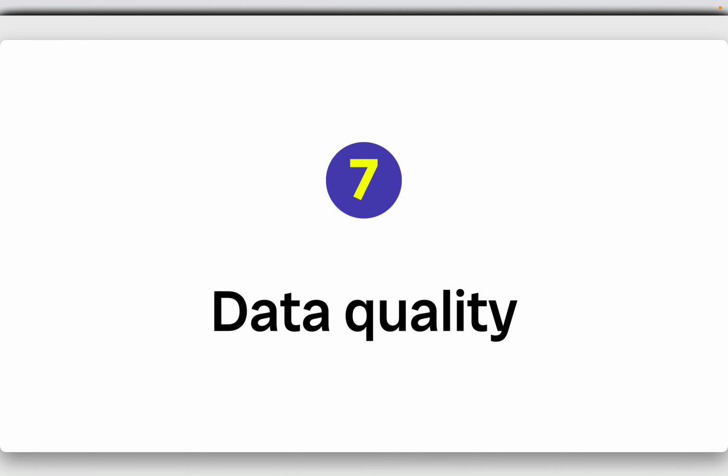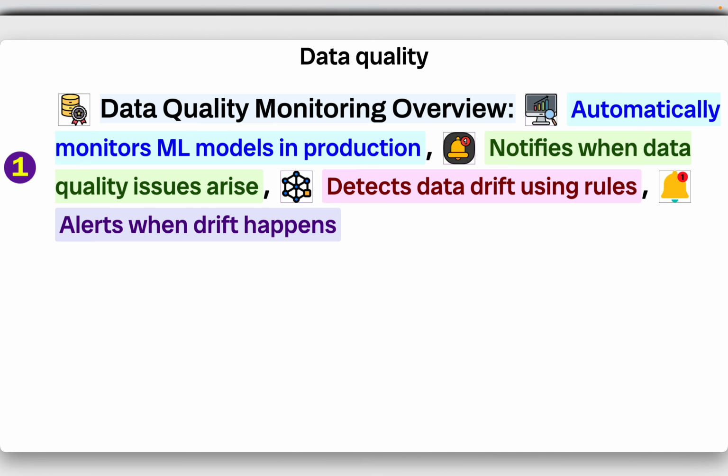Seventh topic is data quality. Data quality monitoring automatically monitors machine learning models in production and notifies you when a data quality issue arises. Amazon SageMaker Model Monitor uses rules to detect data drift and alerts you when it happens.